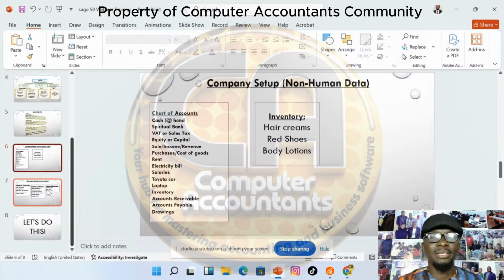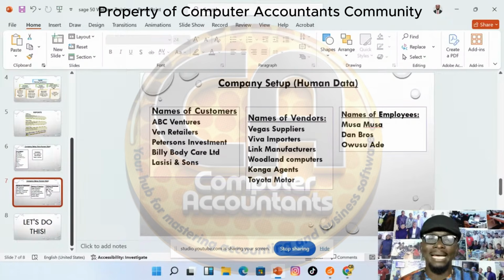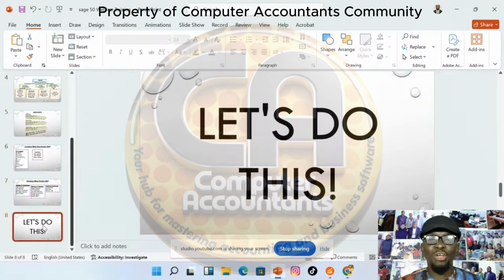Then the next one are the human data, the names of the customers, names of vendors, and names of employees. Yes, I've already extracted all of these so that it will be easy for me to do my posting. I don't need to be changing the screen. Then, having said all this, let's go in.